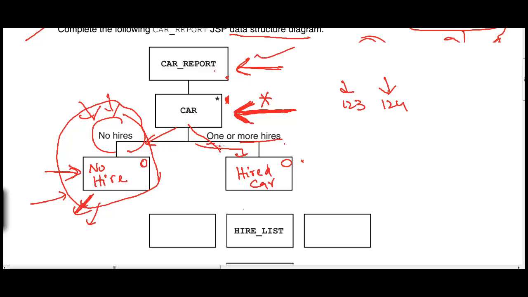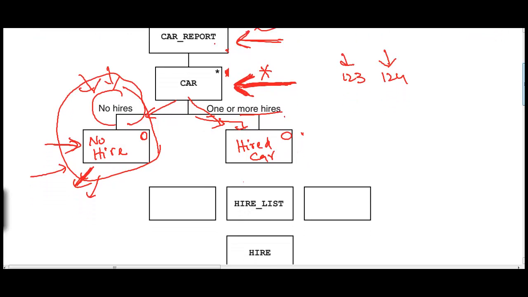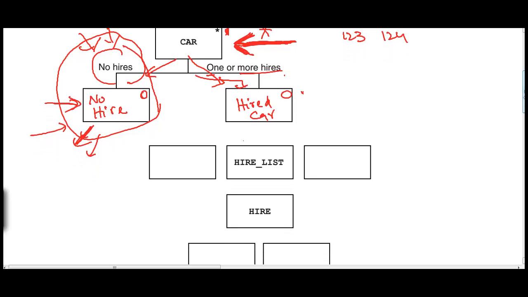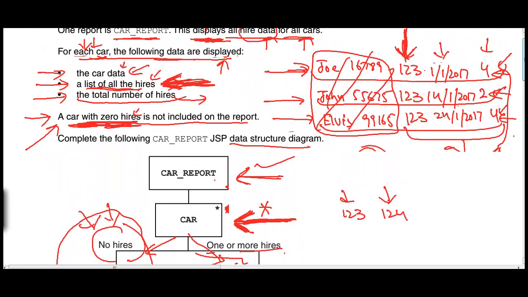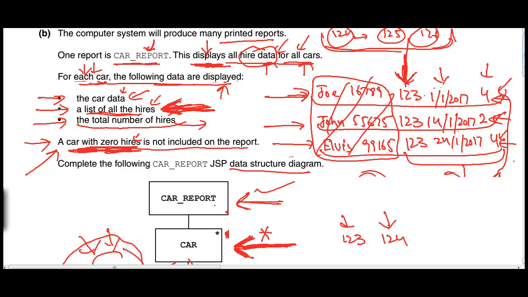But if we go this way, if a car has been hired, then its data is going to be published. Okay, so now data about a hired car is going to be published. What kind of data is going to be published about a hired car? We just discussed this. For a hired car, the following data is going to be displayed: the car data, the car registration number, basically.